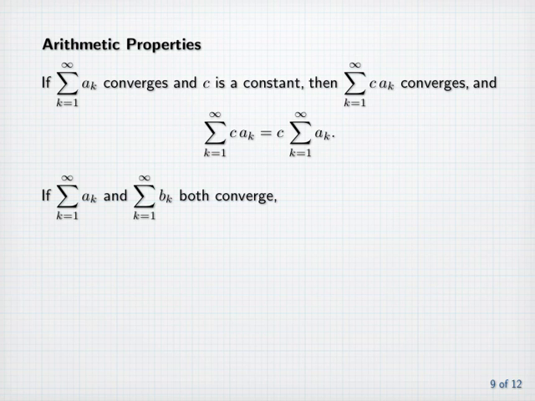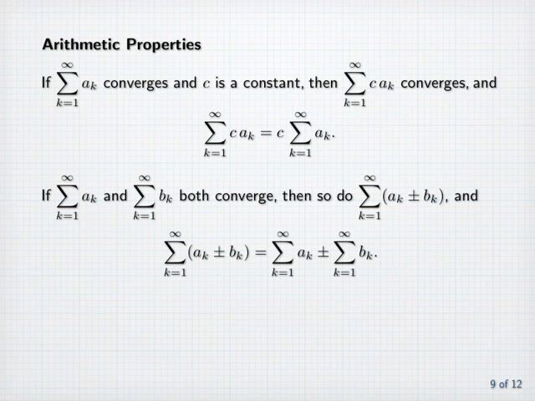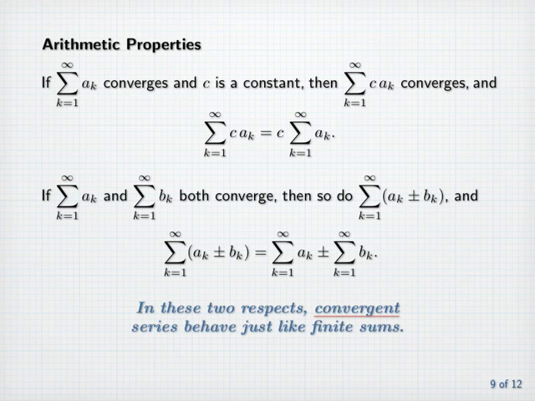If the sum from k equals 1 to infinity of a sub k and the sum from k equals 1 to infinity of b sub k both converge, then so do the sum from k equals 1 to infinity of a sub k plus b sub k and the sum from k equals 1 to infinity of a sub k minus b sub k, and the sum from k equals 1 to infinity of a sub k plus or minus b sub k is equal to the sum from k equals 1 to infinity of a sub k plus or minus the sum from k equals 1 to infinity of b sub k. In these two respects, convergent series behave just like finite sums.